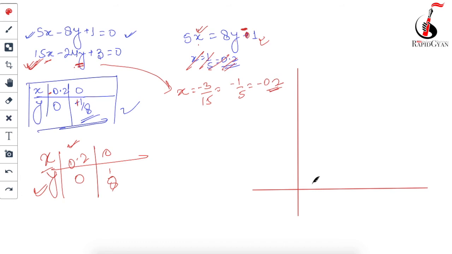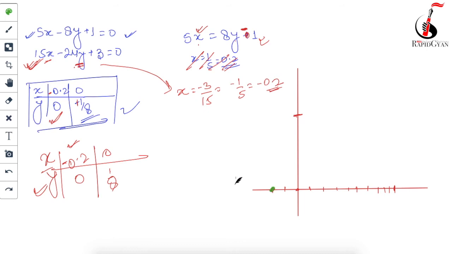Since most of the values are in decimals, I will just take this to be somewhere 1, correct? And this is plus 1, and here it's 0.1. I will say, okay, this is 0.1, 0.2, 0.3, 0.4, 0.5, 6, 7, 8, 9, 10, like this, correct? So x is 0.2 and y is 0. X is minus 0.2, sorry, my bad. So I will take it like this, minus of 0.2 and y is 0. So this value I will take.